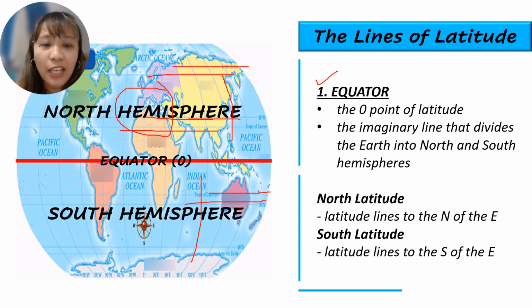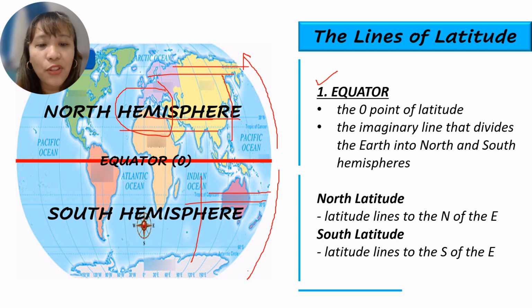Next, the latitude lines that are to the north side of the equator are called north latitude, and all the latitude lines to the south of the equator is called south latitude.